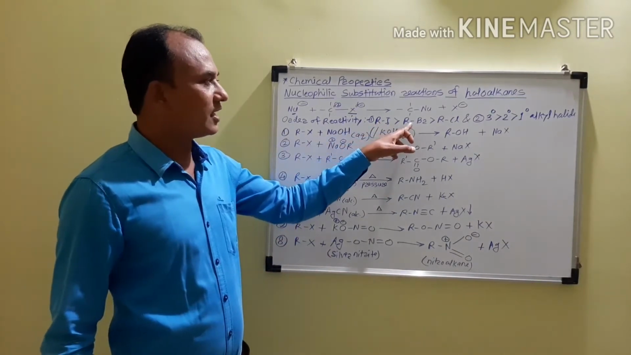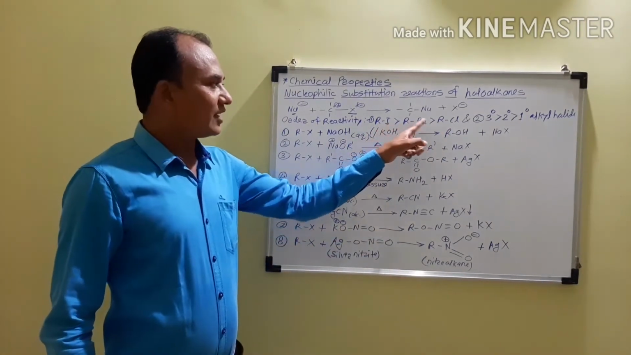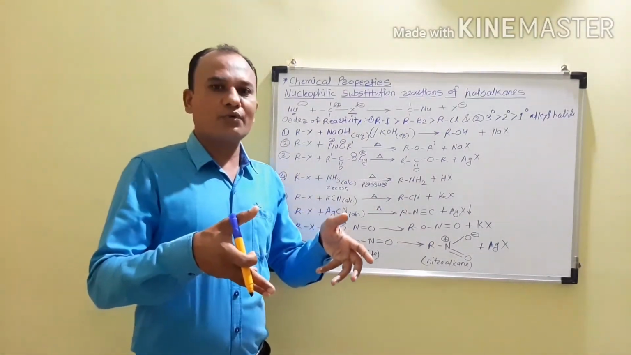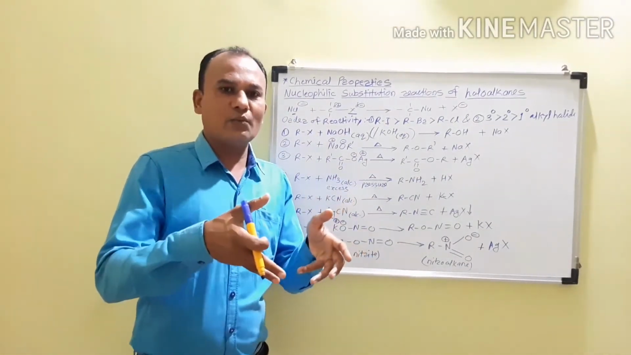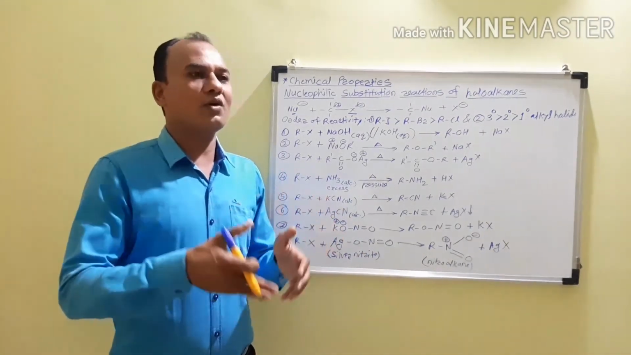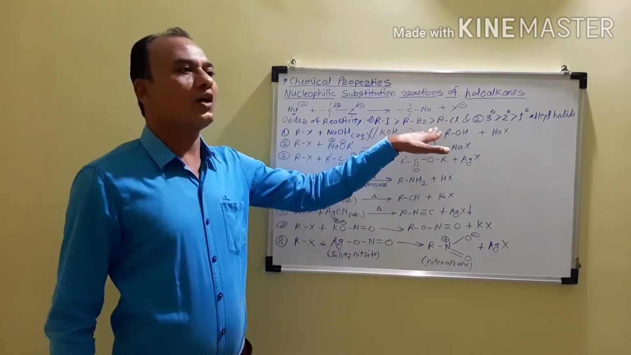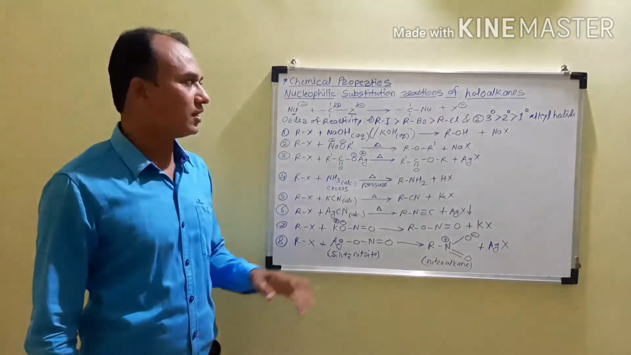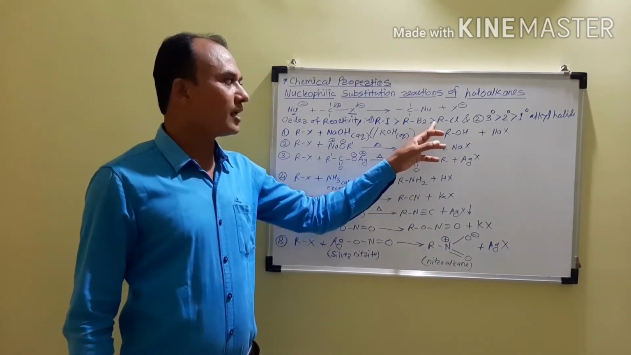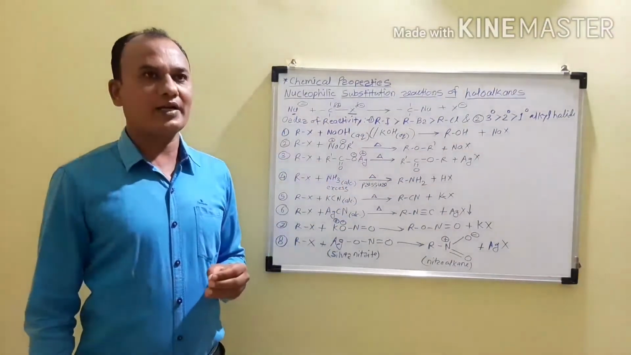And the order decreases as we move from RI to RBr and RBr to RCl, because in that direction, from iodine to bromine and bromine to chlorine, the atomic size goes on decreasing, and therefore the bond length goes on decreasing. As the bond length decreases, bond strength increases, the bond becomes more and more strong, and to break this bond we require more energy, and therefore the reactivity order also decreases in the same order. Therefore the reactivity of RI is more as compared to RBr, and RBr has more reactivity as compared to RCl.